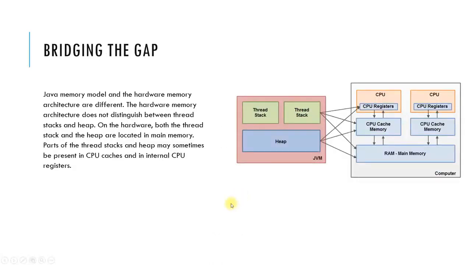So the Java memory model and the hardware memory architecture are different. The hardware memory architecture does not distinguish between thread stack and heap. On the hardware, both the thread stack and heap are located in memory. Parts of them can be located in the CPU cache memory or CPU registers.